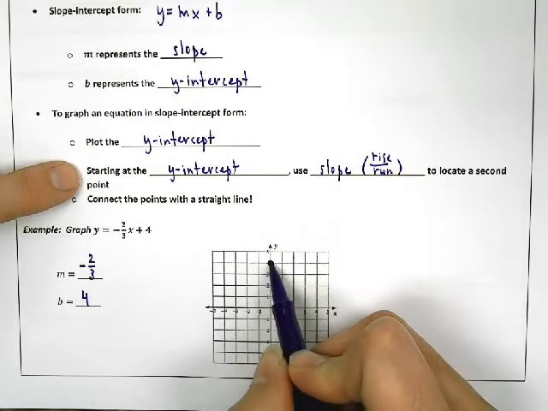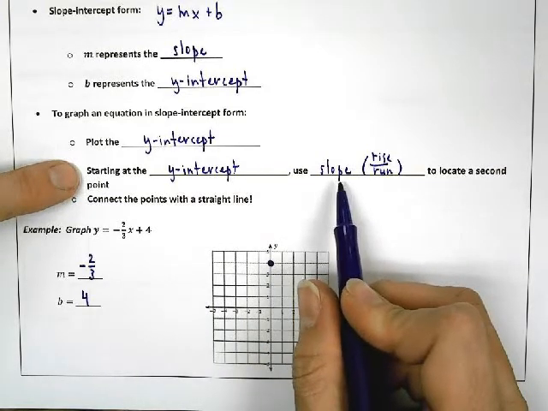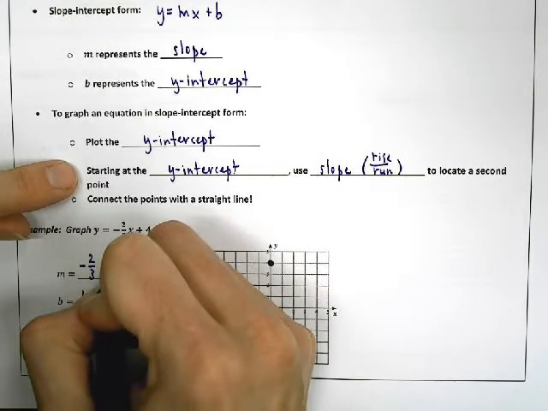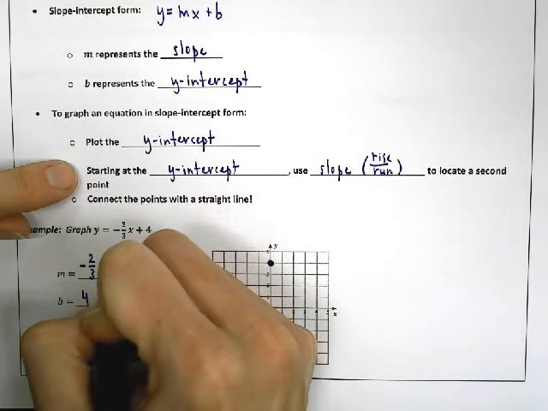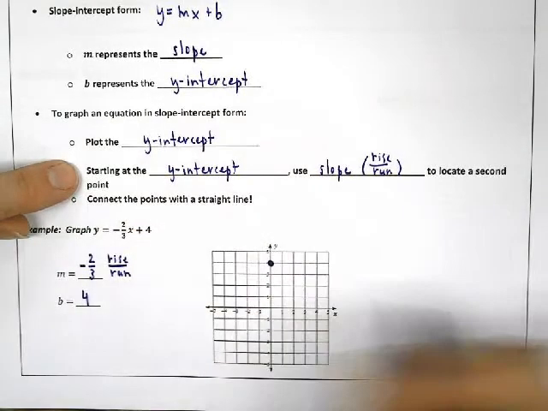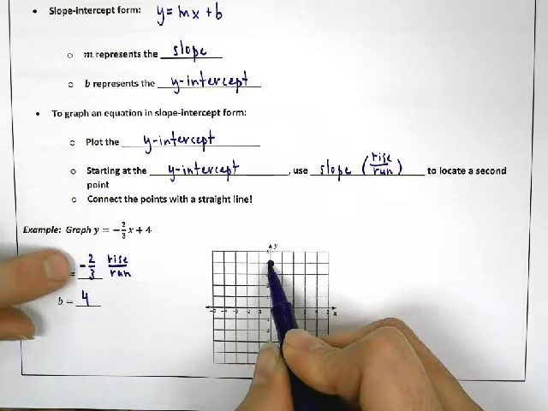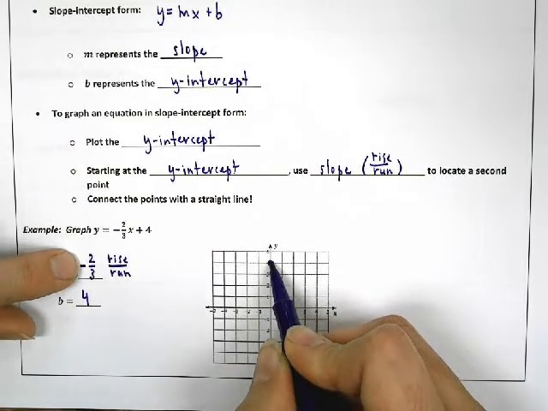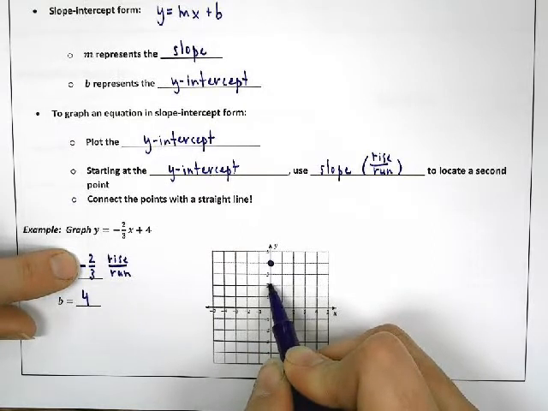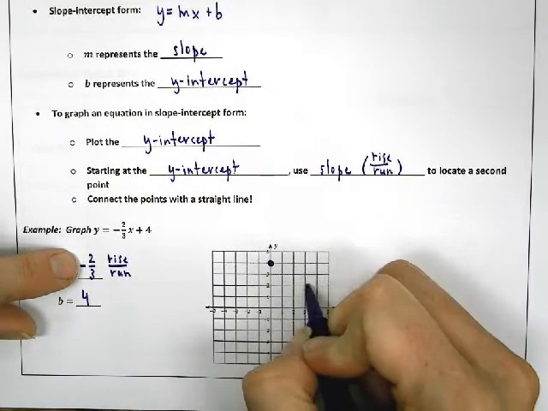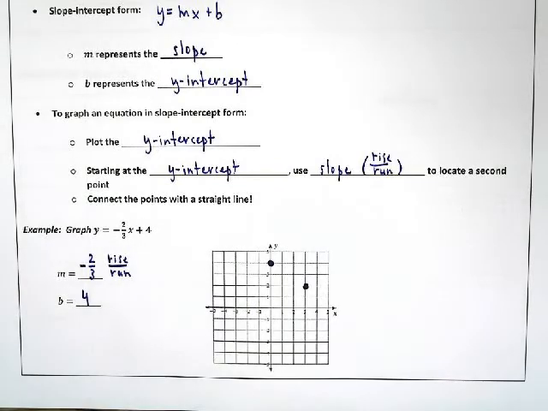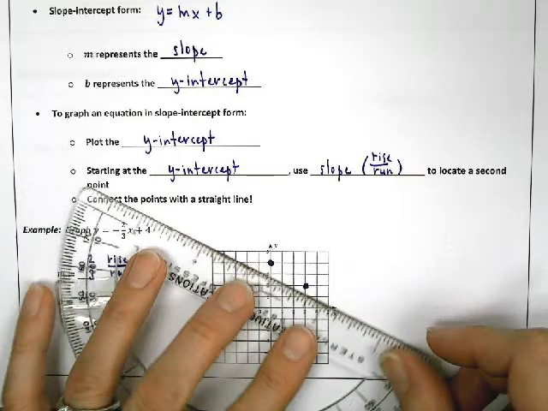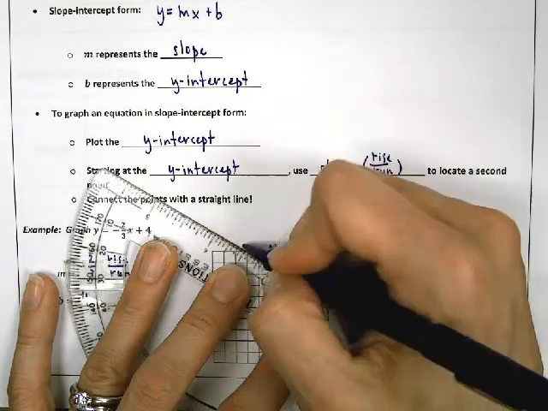Now, starting at that y-intercept, I'm going to use the slope, or rise over run. Right? This is just my rise over run. I'm going to use that to find another point. So I'm going to start here. Now, since my slope is negative, my rise is going to be negative. So I'm going to go down 2, and then to the right 3. So now I've got 2 points, and I can connect those with a straight line.